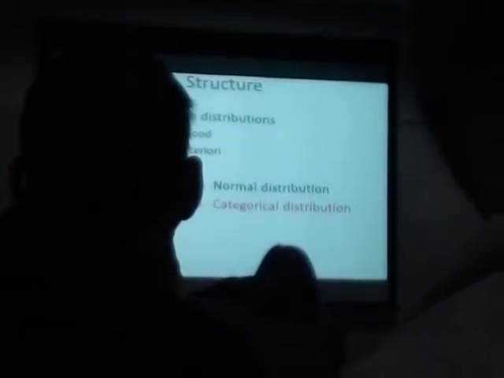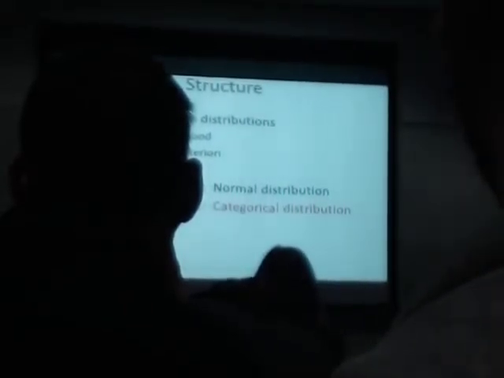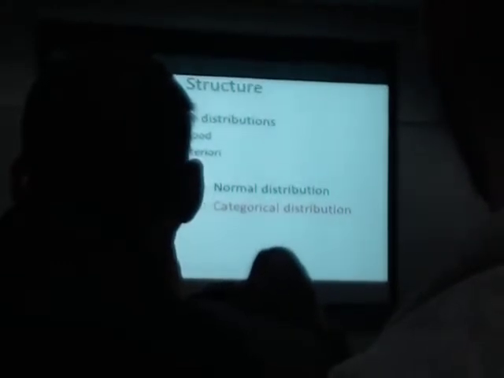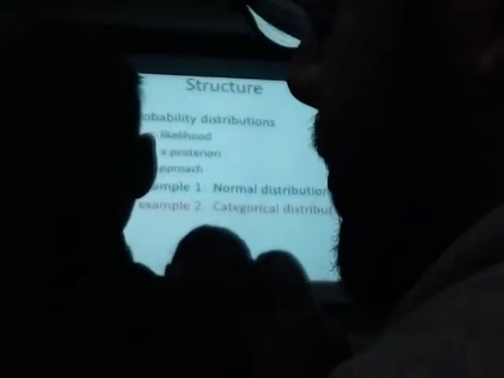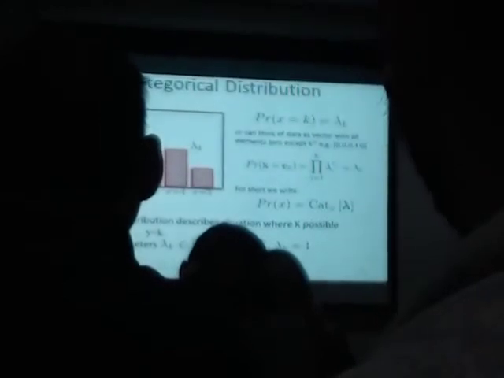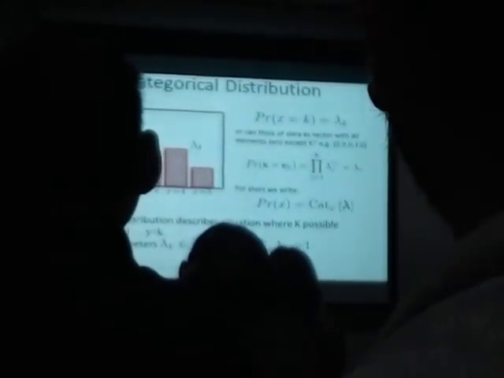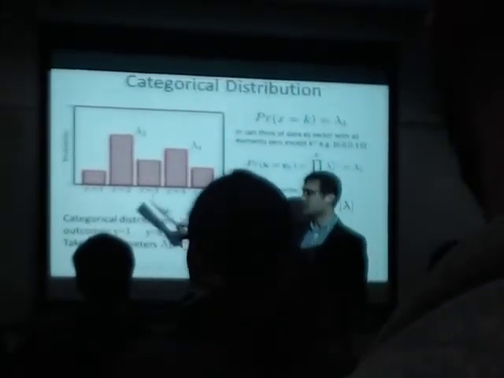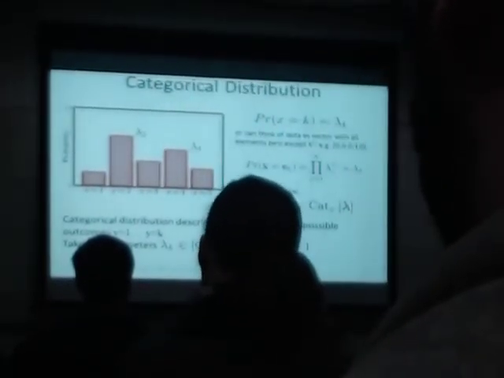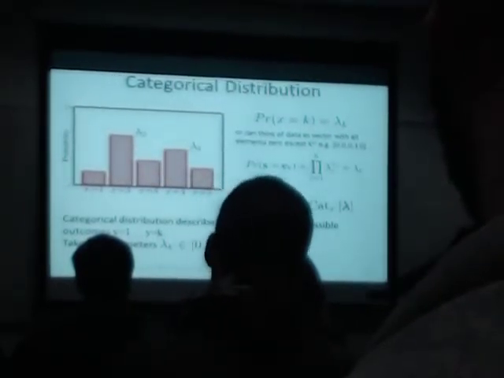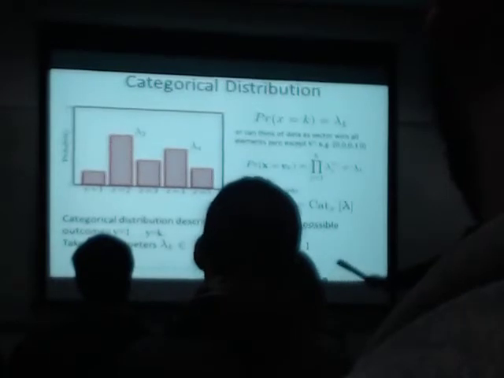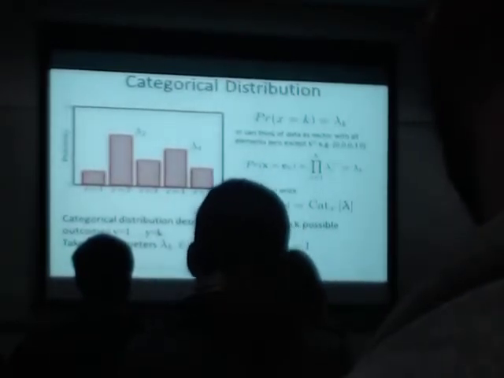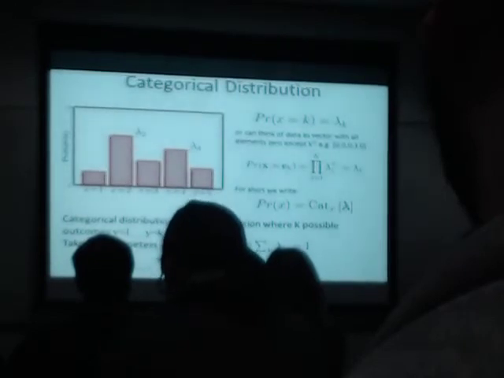So the second example we're going to work through is the categorical distribution. Do we know what that is? Right, it's a discrete thing. You can think of it as taking any number of values, and each one has a particular probability. The important thing is that the sum of the probabilities is going to be 1.